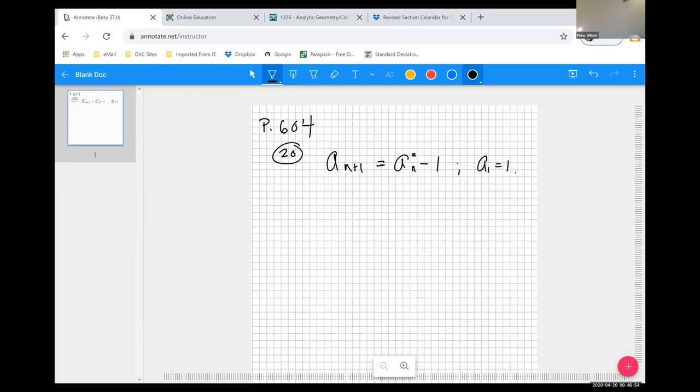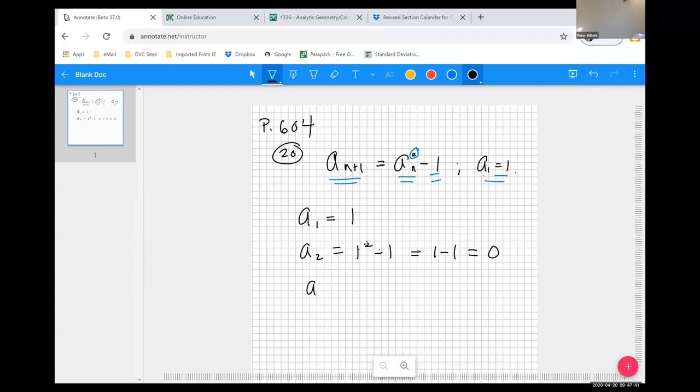So this notation tells us that the way we get the n plus 1th term in the sequence is by taking the nth term, the one before it, squaring it, and then subtracting 1. And it tells us the first term is a 1. So from this knowledge, we can write the first 4 terms. We get the second term by following the formula, which would be a 1 squared minus 1, which would be 1 minus 1, which equals 0.